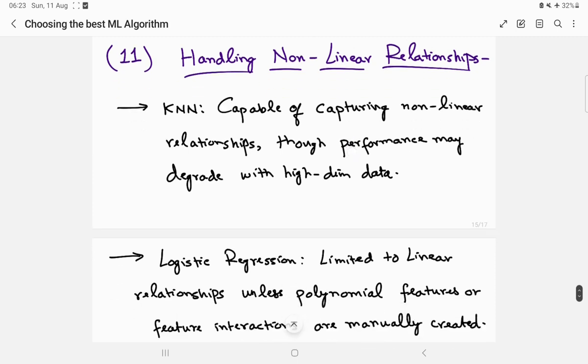Let's talk about the last factor. I know this has been a long video, and that's the reason behind breaking it into two parts, but we have been as exhaustive as possible in covering all of these factors. So, handling of non-linear relationships.